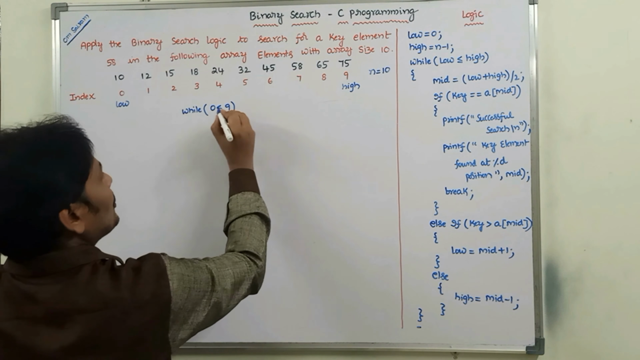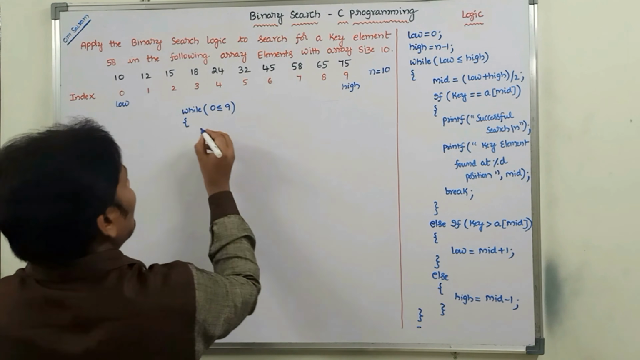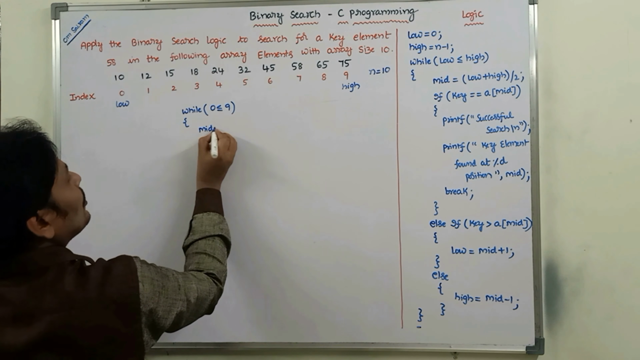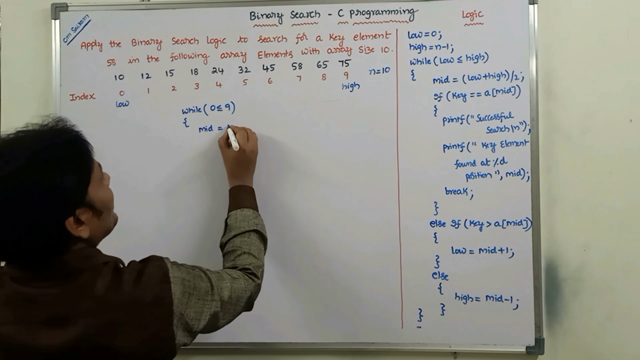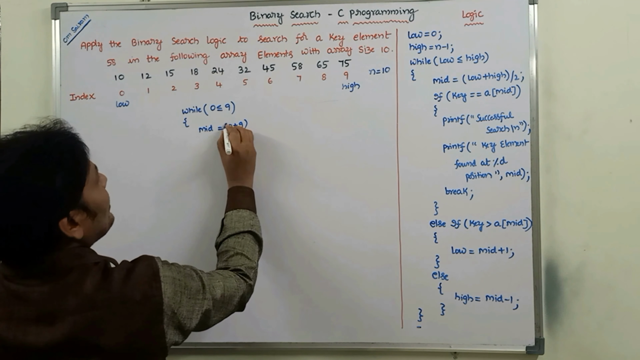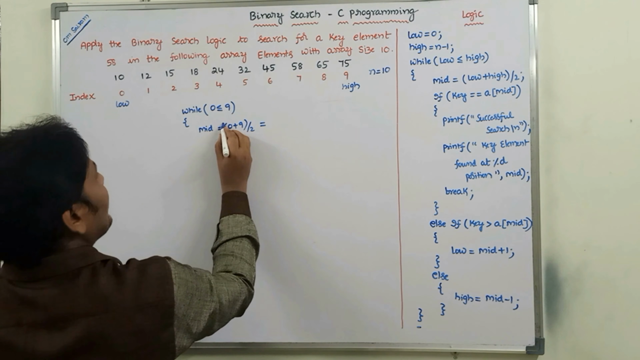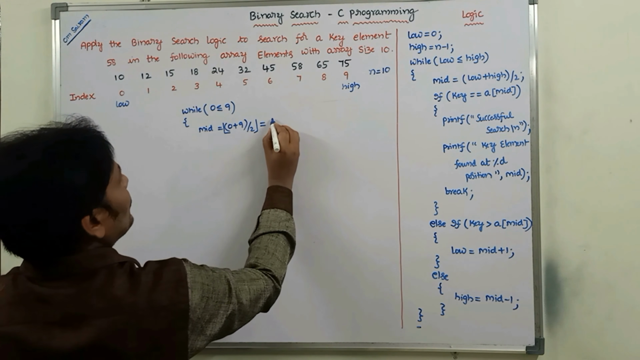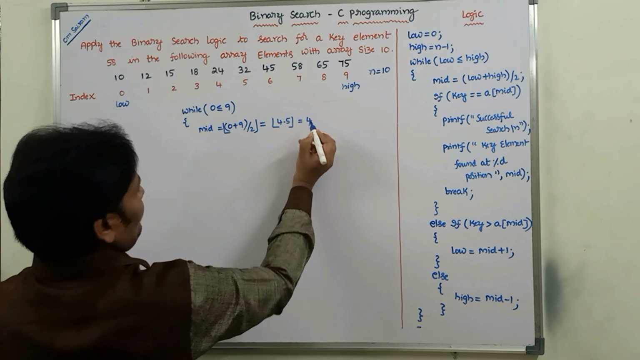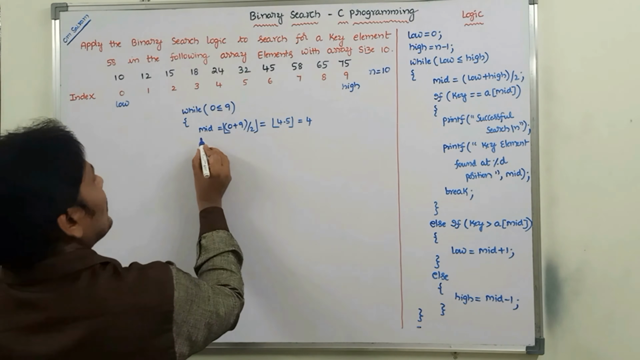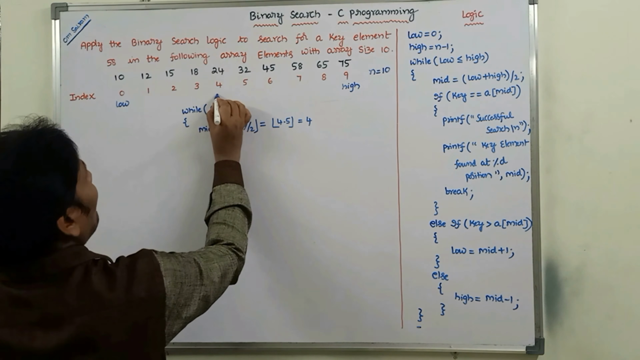So the condition is true. If this condition is true, then calculate the mid value. Mid is equal to low plus high by 2. Low value 0, high value 9, 0 plus 9 by 2. Actually, we are getting 4.5, so we are always taking the floor value. So the floor of 4.5 is equal to 4. Now this mid value is equal to 4, that means index 4.